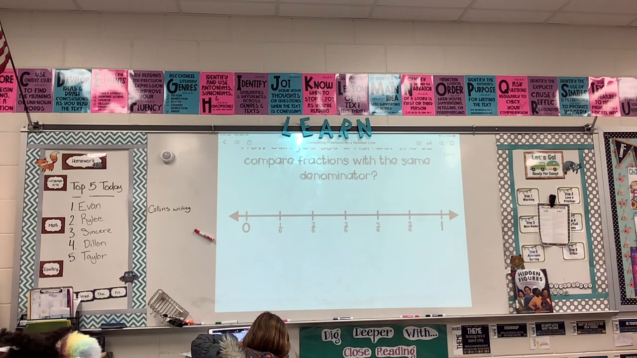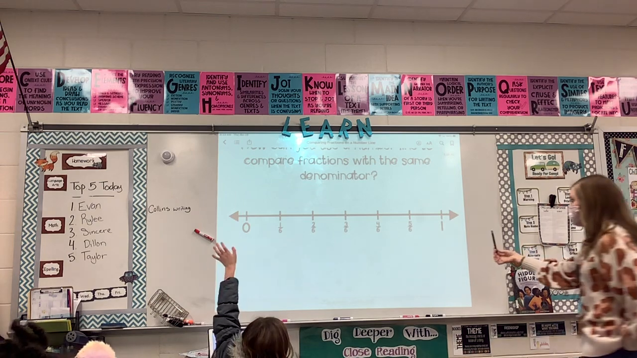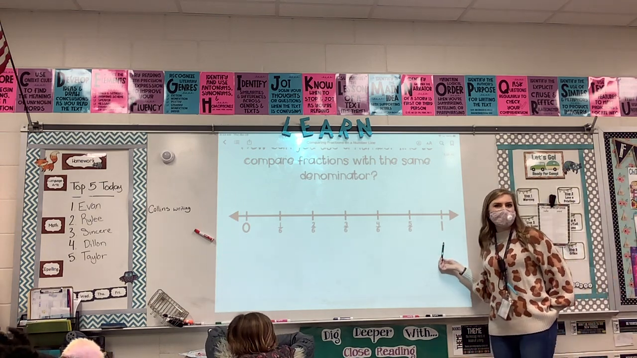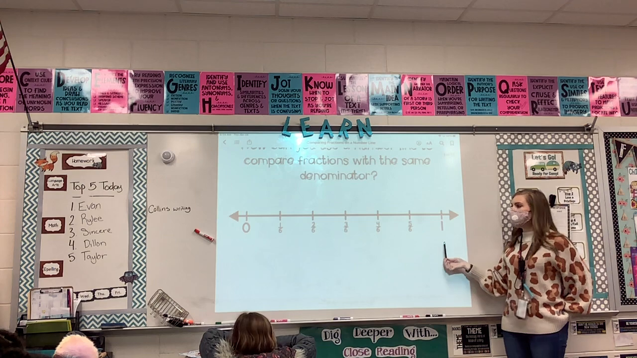Claire? Let's say we have to compare 3/6 and 5/6. 5/6 is closer to the end of the number line. 5/6 is closer to the end of the number line, yes, but let's be more specific. That 5/6 is closer to what? 1 whole. 1 whole. Good. Who just said that? Good, Talia. 1 whole. Very good job.